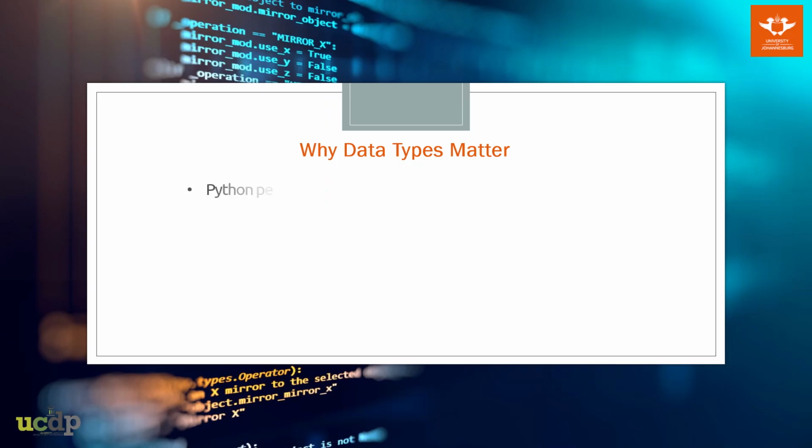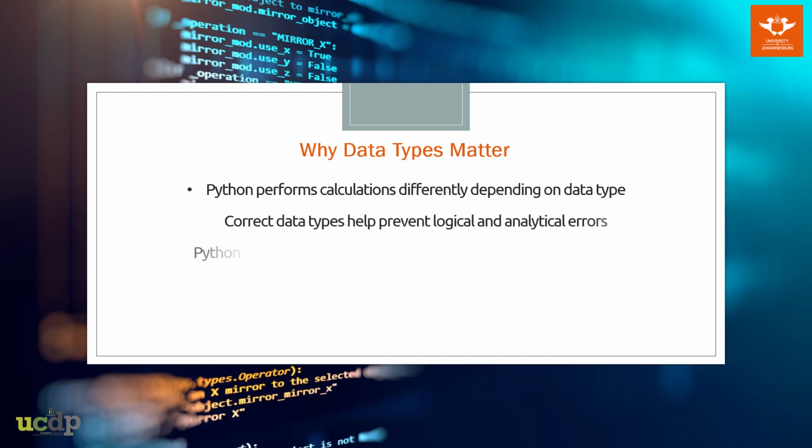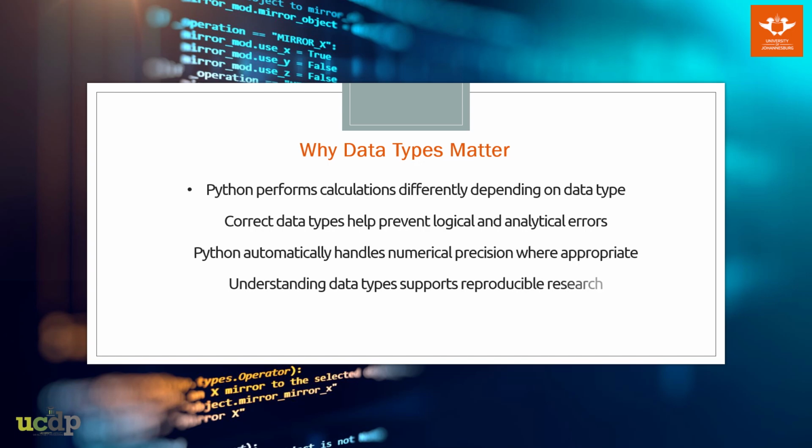Data types are important because they influence how Python processes information. For example, Python can calculate with numbers but cannot calculate with text in the same way. Understanding this helps prevent errors and ensures that your analysis behaves as expected.